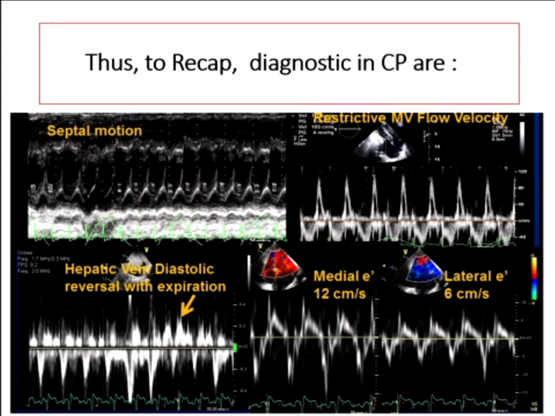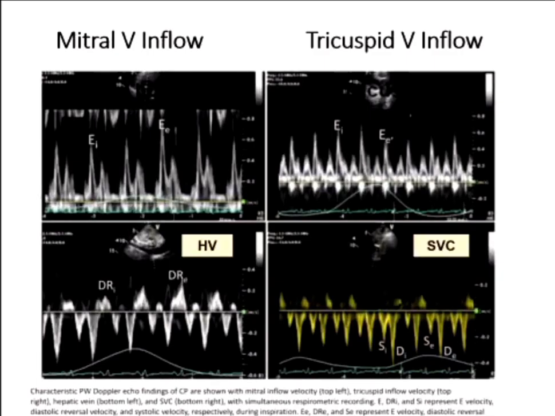Are you having a kind of a reversal pattern? That is, you have a lateral E prime. If it is low, that means you are having an abnormal pattern. You're having a restriction of that part, probably because of the tethering from the pericardium, thickened pericardium. And the last, of course, is your hepatic reversal.